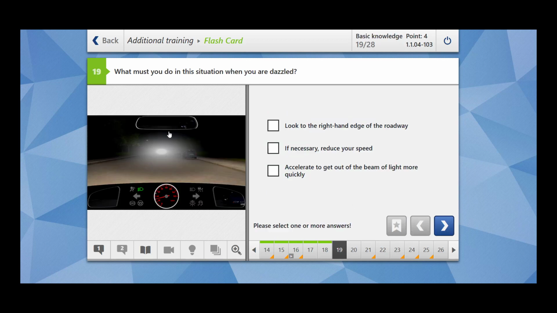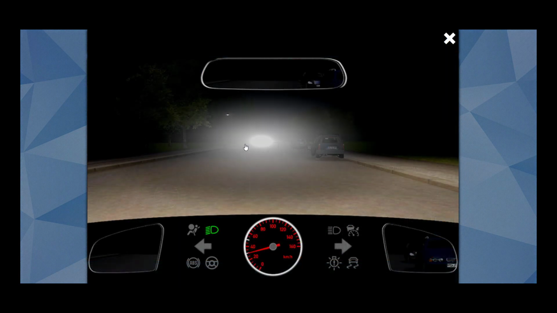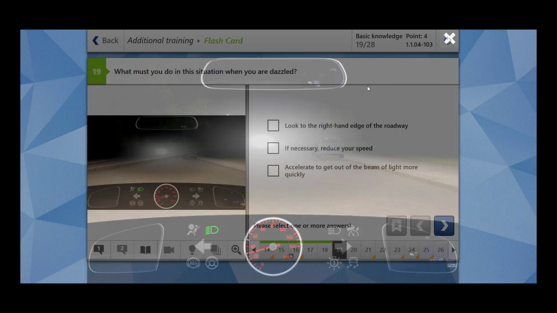What must you do in this situation when you are dazzled? So this is a dazzling situation when it's difficult for you to figure out how wide the vehicle is or how big the vehicle is. You are unable to see properly. In this case, the best thing is that you should drive towards the right-hand edge and avoid the dazzling effect. You can also reduce your speed if you are not sure about the width or height of the vehicle.